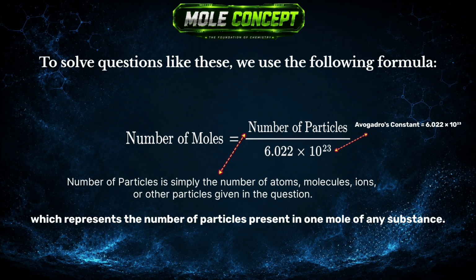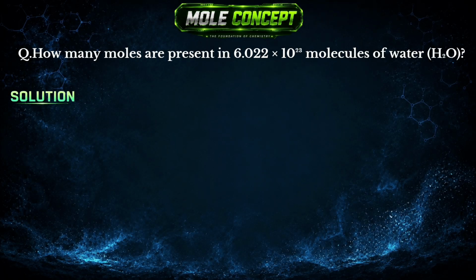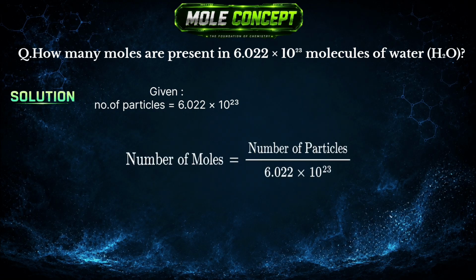Now that we understand the formula, let's put it into practice by solving some questions step by step. How many moles are present in 6.022 times 10 to the 23rd molecules of water? In this question, we need to find the number of moles. Since the number of particles is given, we use the formula. Number of moles equals number of particles divided by Avogadro's constant.